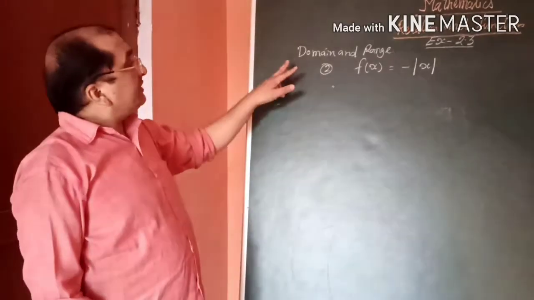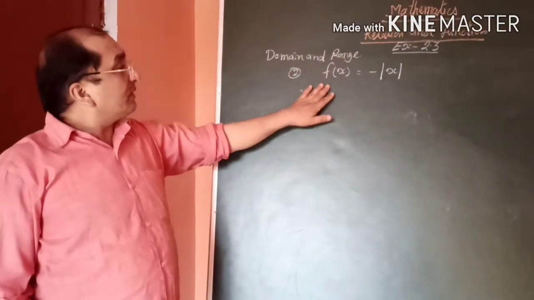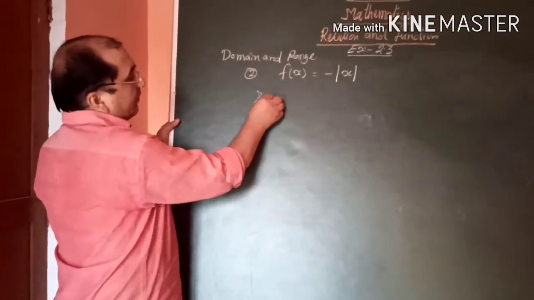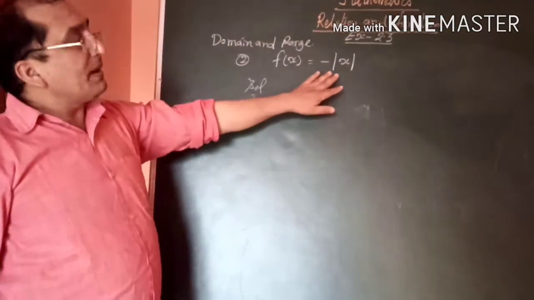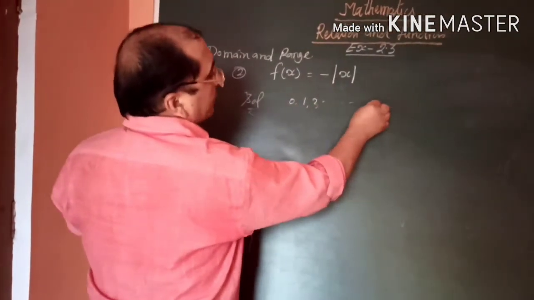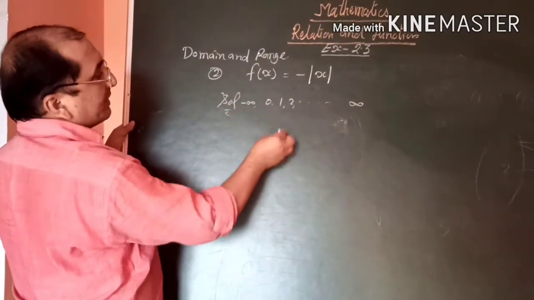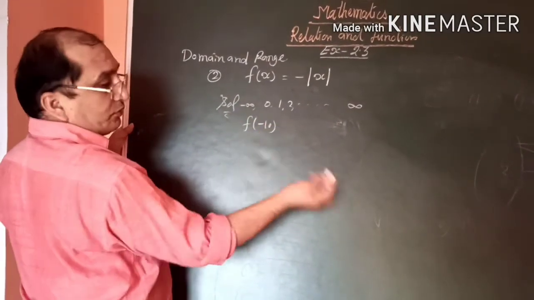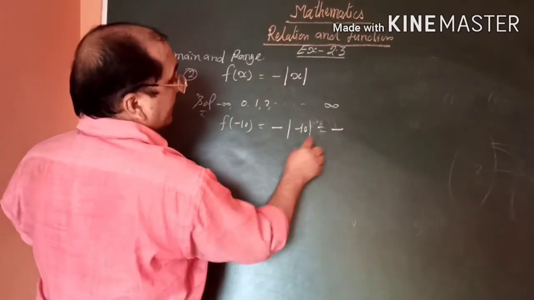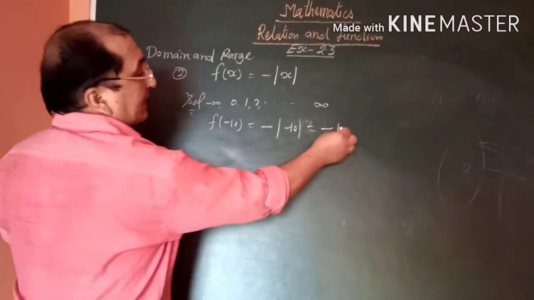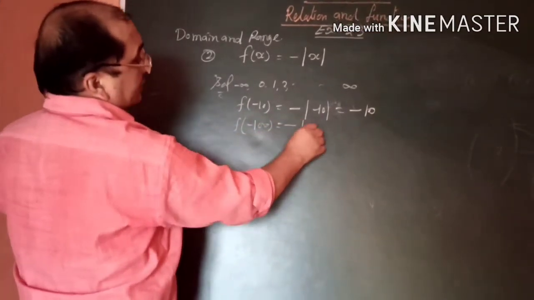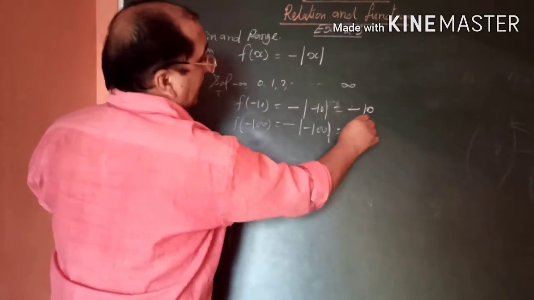Question number 2: find the domain and range of the given function. Number 1, f of x equal to minus modulus of x. Now see the solution and how we can find these things. First of all, suppose we put different values of x: 0, 1, 2, 3 and so on up to infinity, and we can start from negative numbers also. Suppose minus 10 is there, then it will come minus mod of minus 10, meaning minus 10 becomes 10 and it will come minus 10. And suppose we write minus 100, it will come minus mod of minus 100, meaning minus 100 will come.